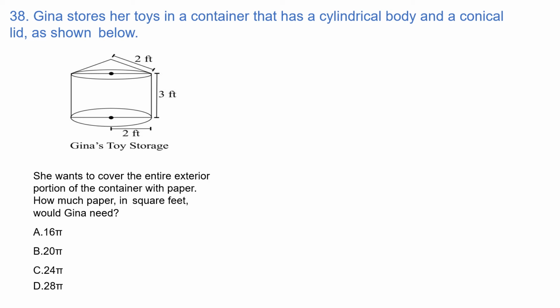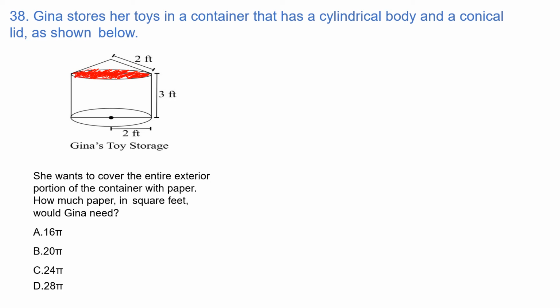So we want to find a surface area, but if we look here, this circular piece here is on the inside, because she wants to cover the exterior of the container. This little circle piece will actually be on the inside, the top of this circle. So we have to take that into consideration when we're finding the surface area. We want to find the surface area of the cone and the cylinder, but we want to take out this portion here.